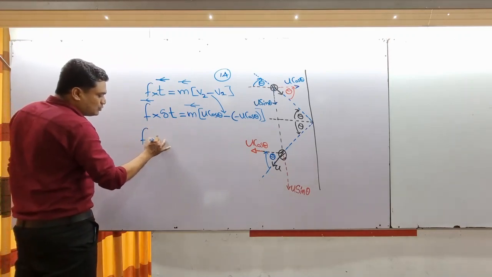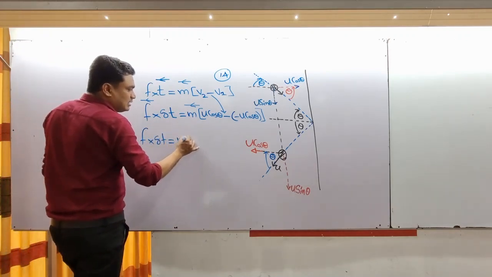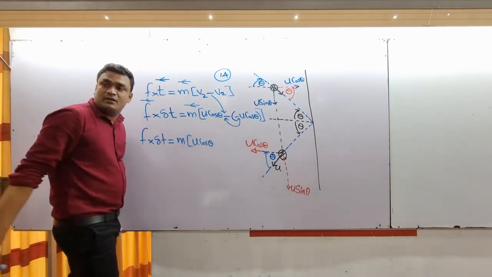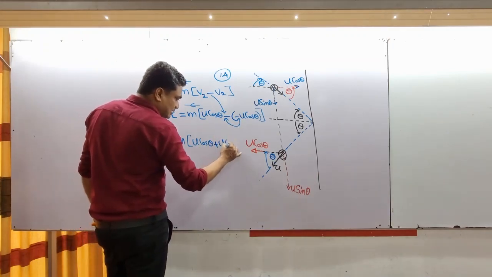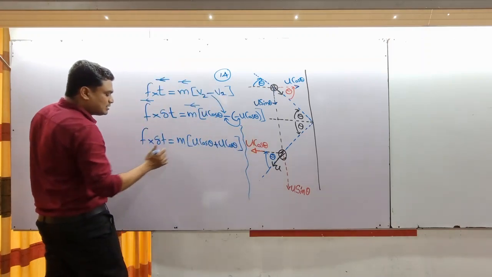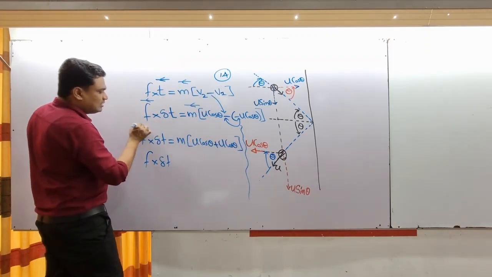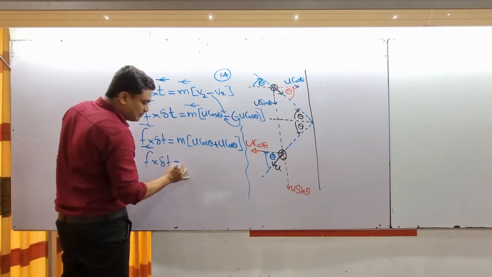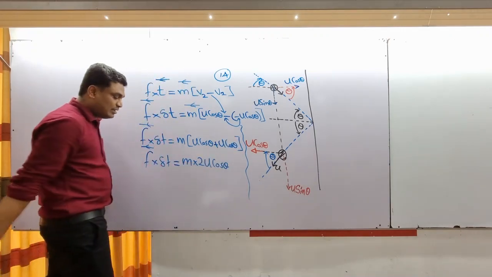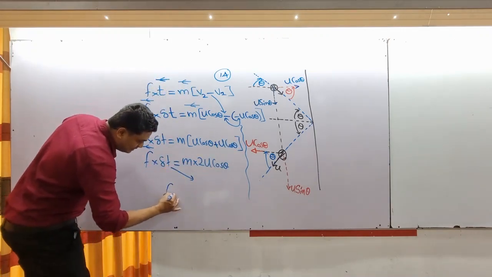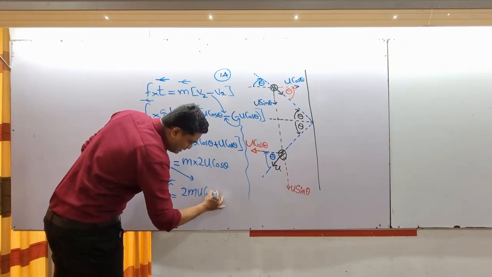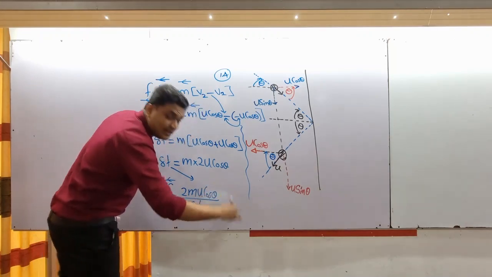So F into delta t equals m into u cos theta minus, into minus. Minus into minus gives plus u cos theta. U cos theta plus u cos theta is 2u cos theta. If I take delta t to the other side, I can arrange this expression as 2 m u cos theta divided by delta t.